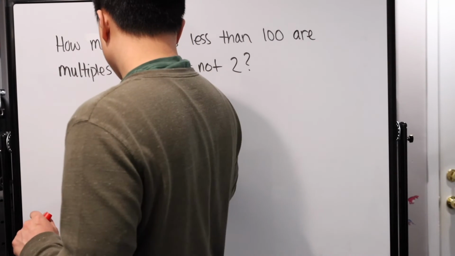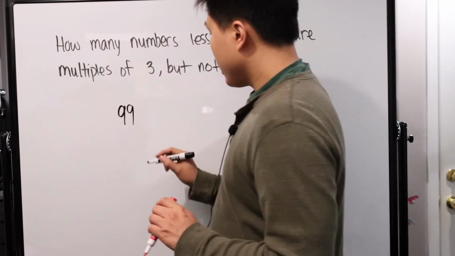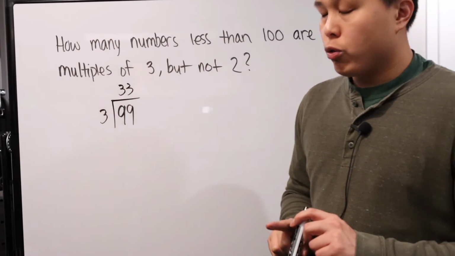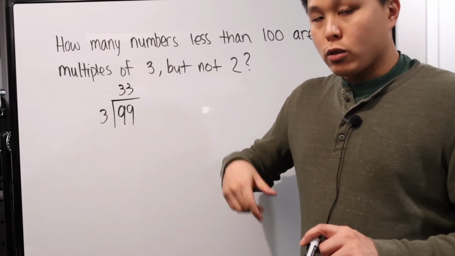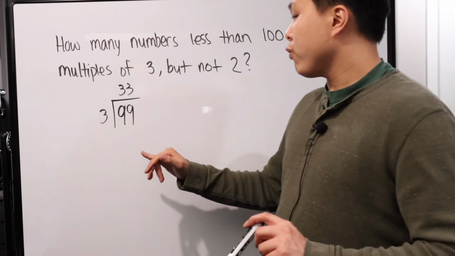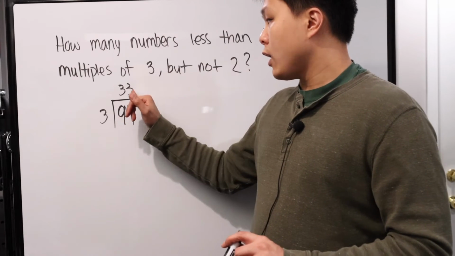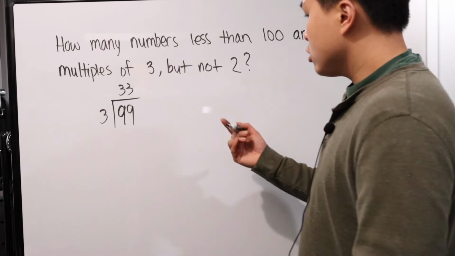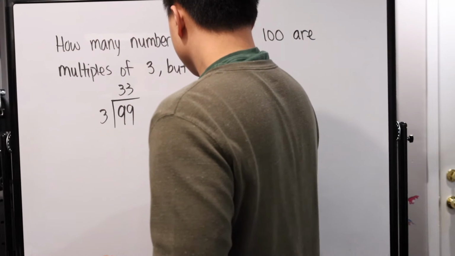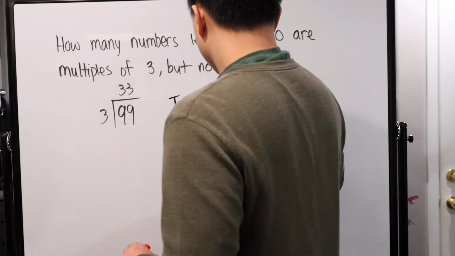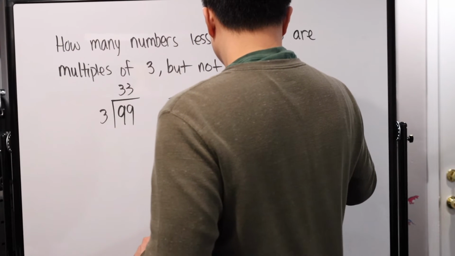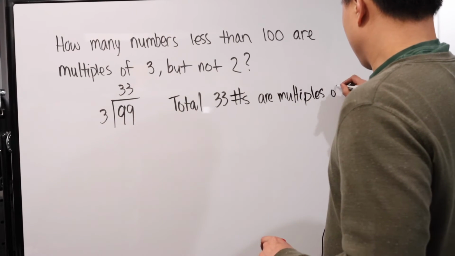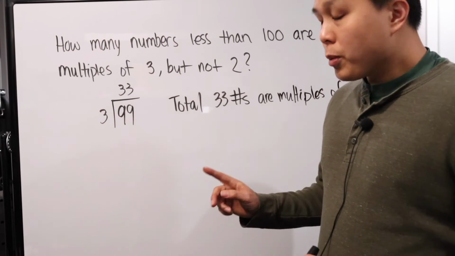Well, from our experience, it's fairly simple. 99. 99, if I divide it by 3, that's going to give us 33. What's significant about 33? That means that from 3 times 1 to 3 times 2 to 3 times 3 to 3 times 4, so on and so forth, it can go all the way until 3 times 33. Because that gives us 99. Any more than that and we exceed 100 and we don't care about that. So technically there's a total of 33 numbers that are multiples of 3.